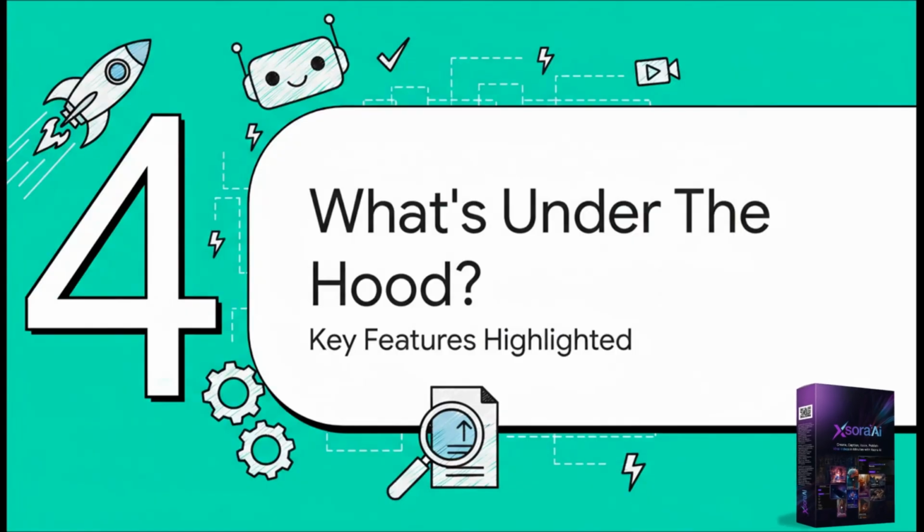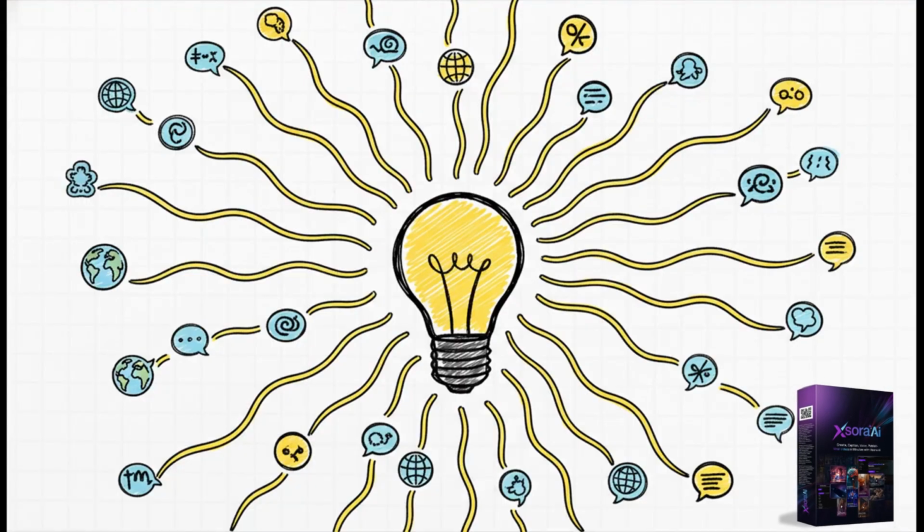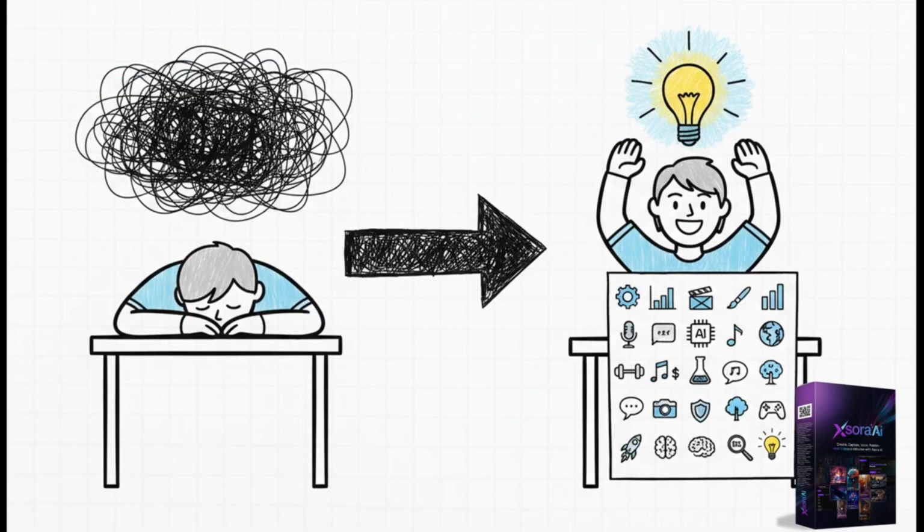All right, now we get to the good stuff. Let's pop the hood and see what's actually powering this whole thing. These are the specific features it points to as the proof behind all those big claims of speed and simplicity. First up, and this one's a big deal, global reach. This thing supports 29 different languages. Now, think about that for a second. You can make one video and then, with a click, repurpose it for dozens of international audiences. This is huge for tapping into markets where there's way less competition, and you can do it all without hiring a single translator.